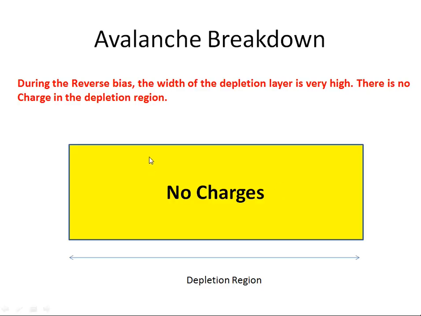So you know very well about the depletion layer, the status of the depletion layer during reverse bias. During reverse bias, the width of the depletion layer is very high. Assume there is no charge in the depletion layer. No charge means there is no positive ion, no negative ion. So the depletion layer is fully occupied by neutral atoms.